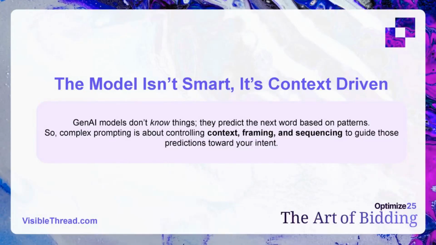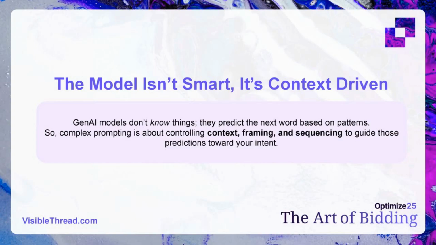So number one, the model isn't smart. I know that it does a lot of things and contains a ton of information, but on its own, it isn't smart. It's context driven. Like I said earlier, Gen AI models don't know things. They predict the next word based on patterns.